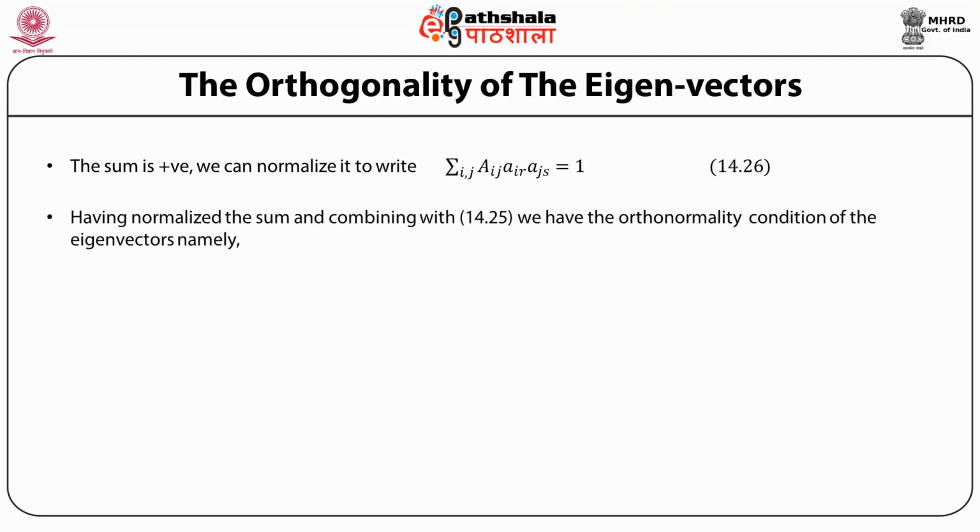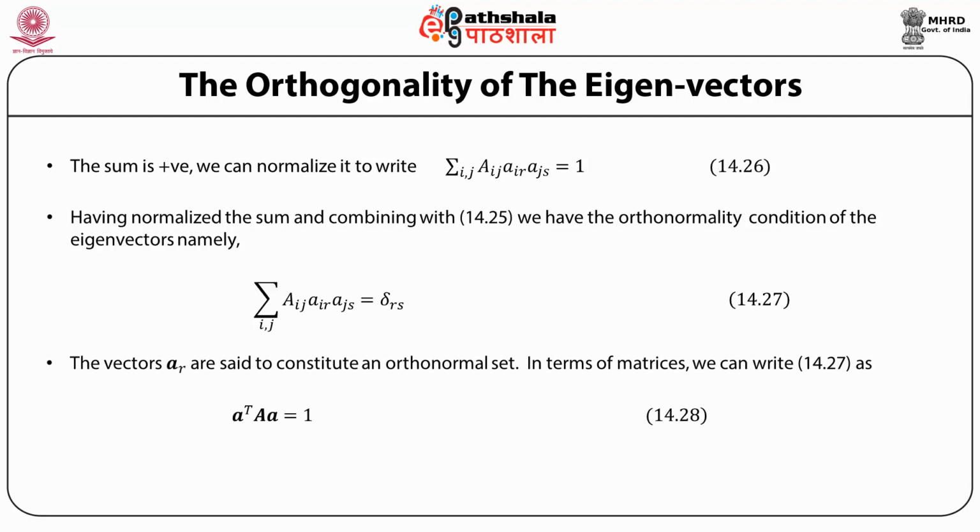So, having normalized the sum and combining it with equation 14.25, we have the orthogonality condition that sum over i and j of A_ij a_ir a_js is delta_rs. So, the vectors A_r are said to constitute an orthonormal set. In terms of matrices, this equation can be written as A transpose times capital A times A is equal to 1. A matrix A is said to be orthogonal if A transpose A is equal to 1.